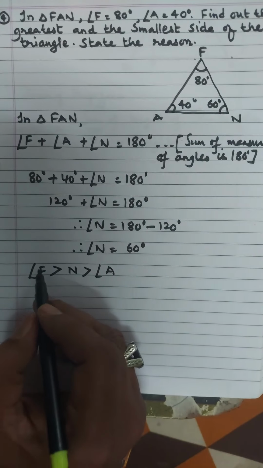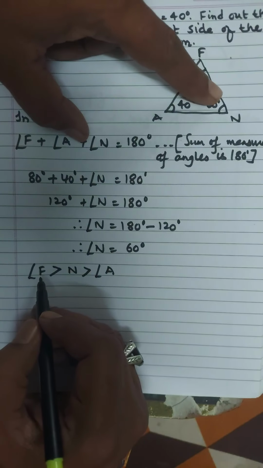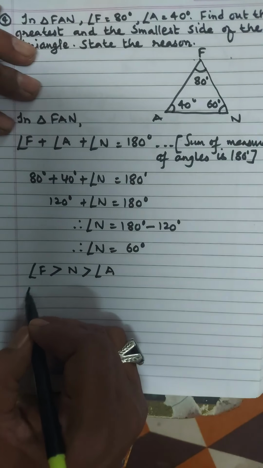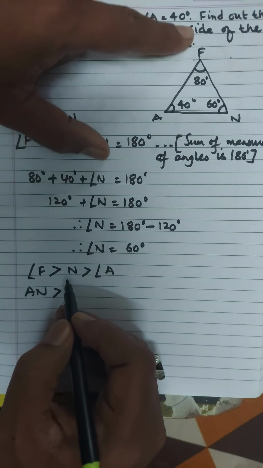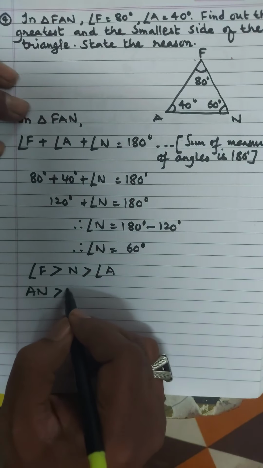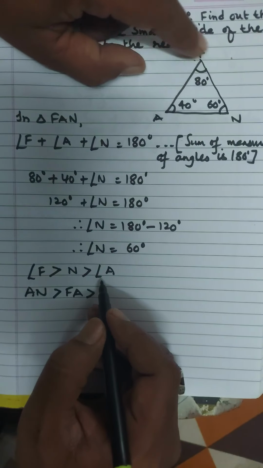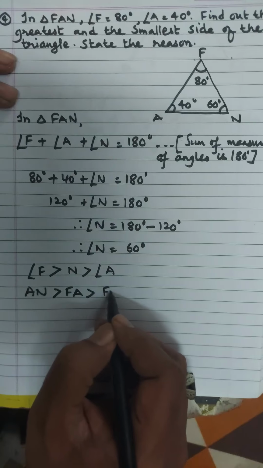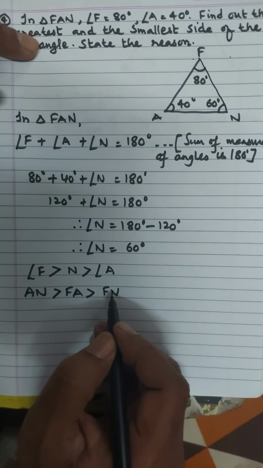So which is the opposite side of angle F? Angle F opposite side is AN. So we need to write here AN is greater than, angle N's opposite side is FA. So we need to write here FA, and again greater than, angle A's opposite side is FN. So we need to write here FN. Now we can easily take out the greatest side and the smallest side.